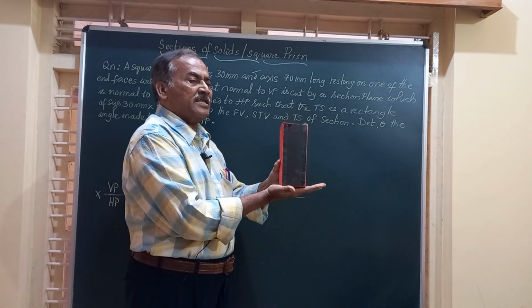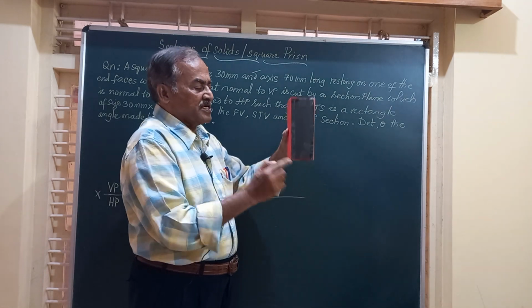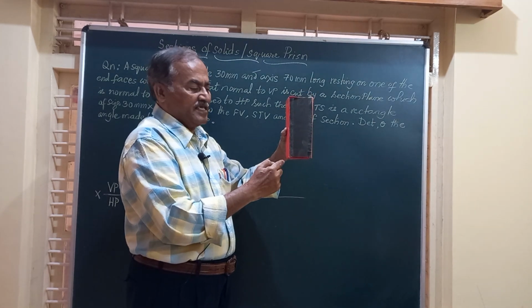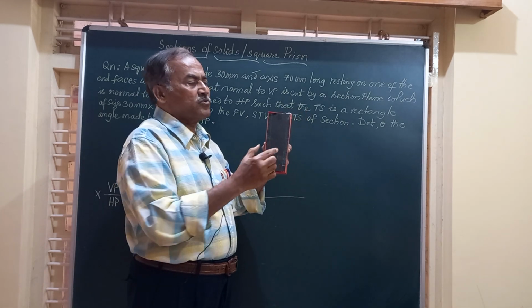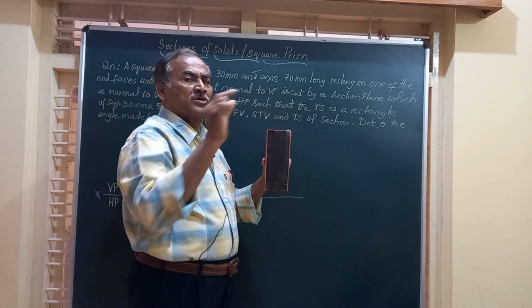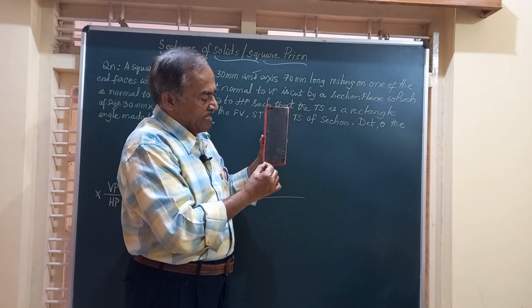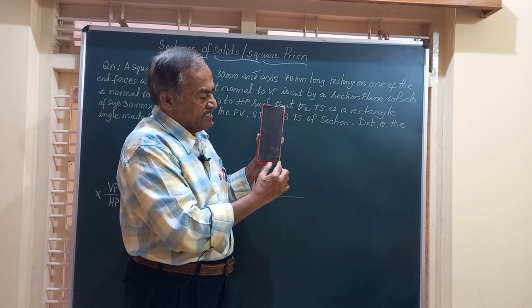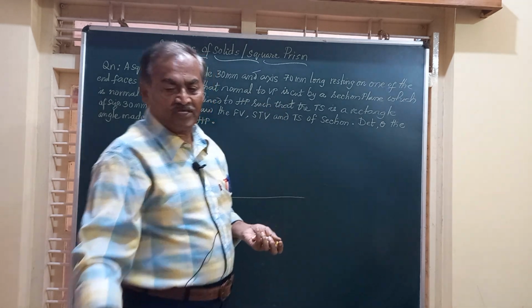So we'll place the prism on HP so that one of the base edges, say AB, is perpendicular to VP, and obtain the top view, a square of 30 mm, and the front view, a rectangle having side equal to 30 and height equal to 70, the height of the solid.